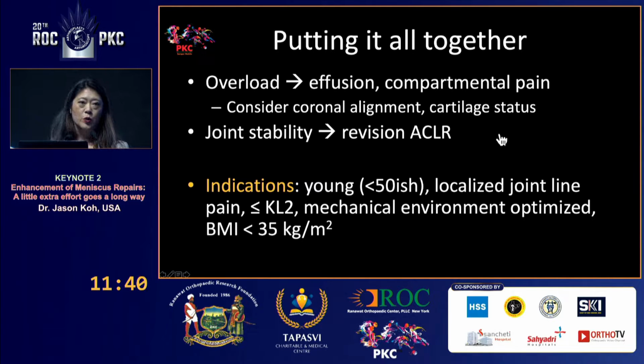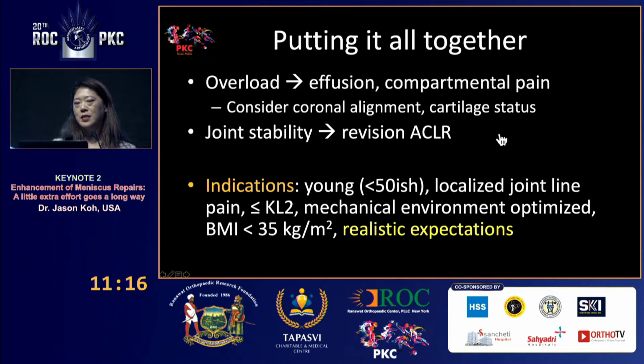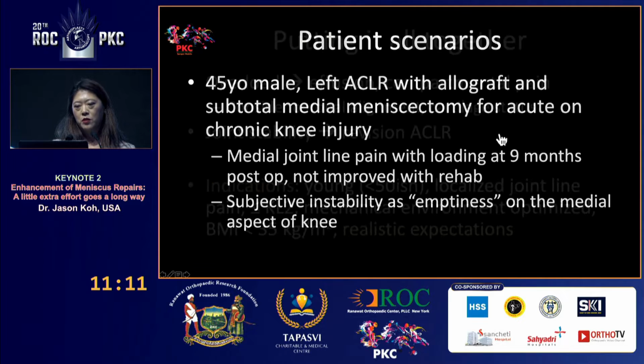So this now takes us to our indications for meniscus transplant, which is a young patient, 50-ish, and that number keeps on changing as I get older. We're also looking at localized joint line tenderness and pain, not significant osteoarthritis, so not significant loss of joint space. So KL less than or equal to 2. The mechanical environment has to be optimized, so looking at coronal alignment and ligamentous stability. BMI less than 35. But most importantly, patients have to have realistic expectations. This isn't perfect, but this is a good stopgap to what's going to be in the future.